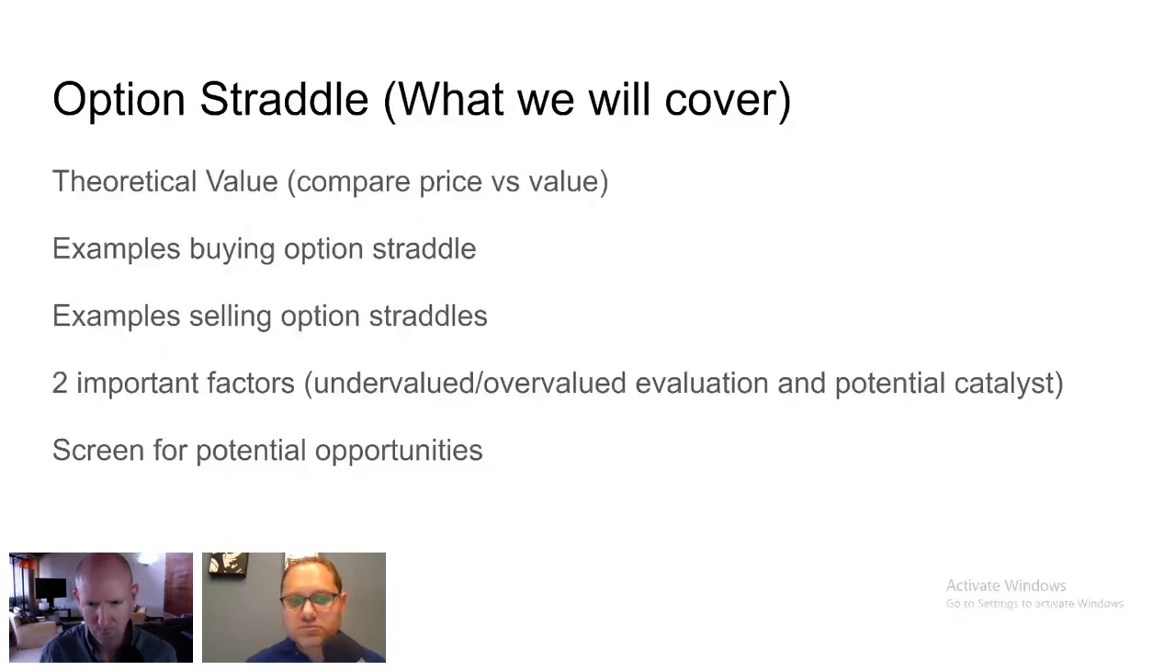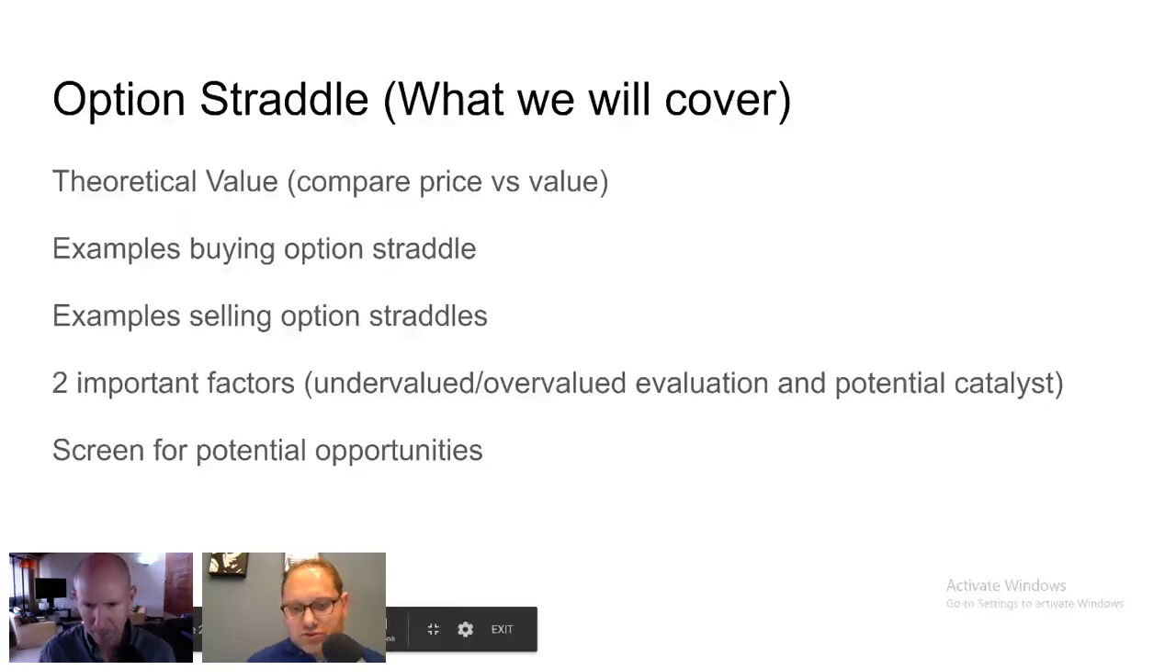We're going to do some examples of buying option straddles and selling option straddles. The two main factors that we're going to look at are undervalued, potentially undervalued, overvalued, and catalysts of what will move the option straddle. And then we're going to do actual screens.